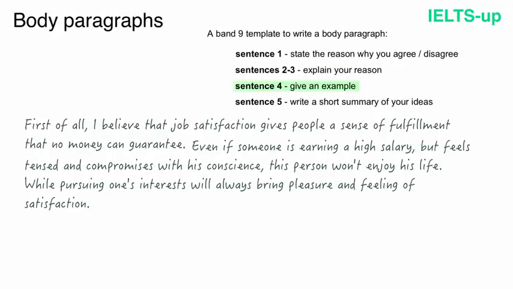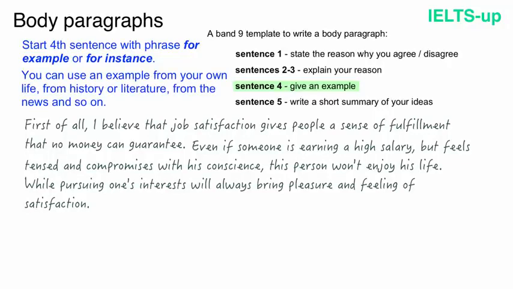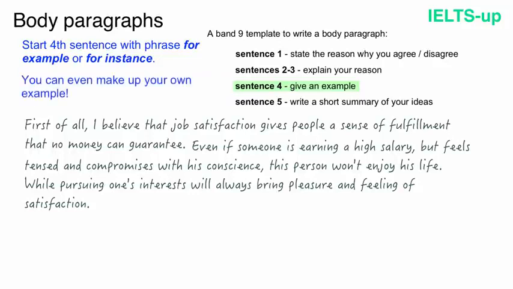Move on to sentence 4. In sentence 4, you should give an example to support your opinion. Start this sentence with phrase, for example, or for instance. You can use an example from your own life, from history or literature, from the news, and so on. You can even make up your own example. If you don't have enough time to think of an example, it's totally okay to use your imagination and make up a story. But be aware that you should create a logical example. Don't make up some nonsense.